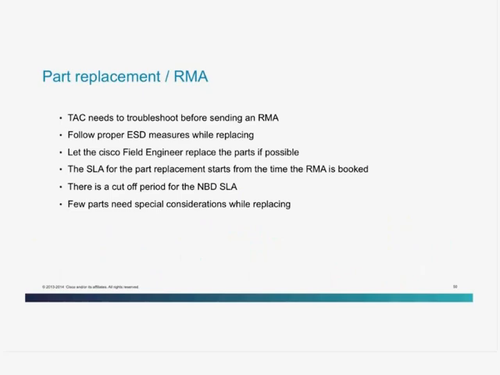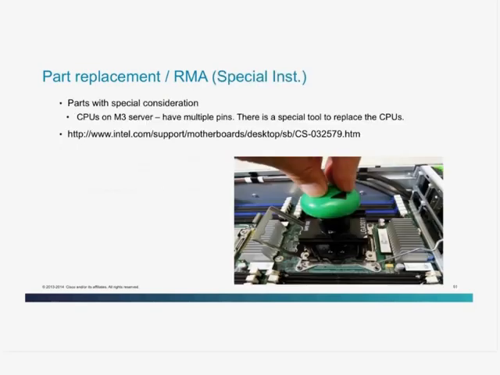I have taken a few slides for RMA, and this will help you in case you are referring to TAC. If you want a replacement, be sure you give us the serial number, and if you are replacing the part on your own, be sure that you follow the ESD guidelines. If possible, you can have the field engineer also, depending on the contract that you have with us. One more special note: the CPUs on M3 servers cannot be replaced directly. There's a special tool that you need to be aware of. The detail is given in the link there, so just follow the guidelines before replacing the CPU.